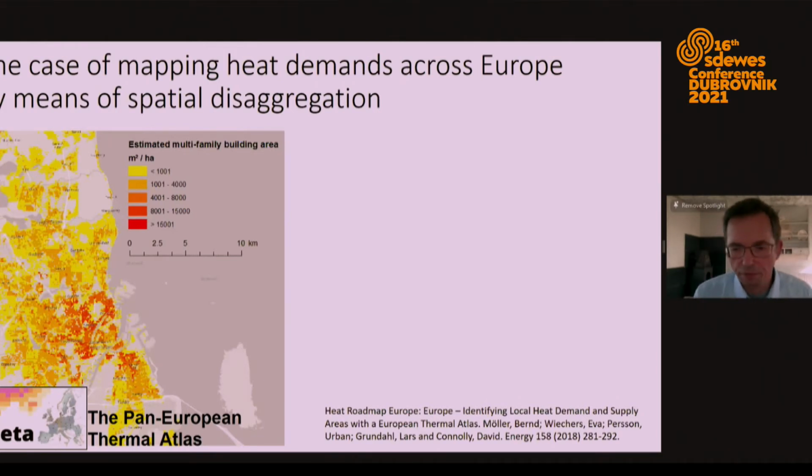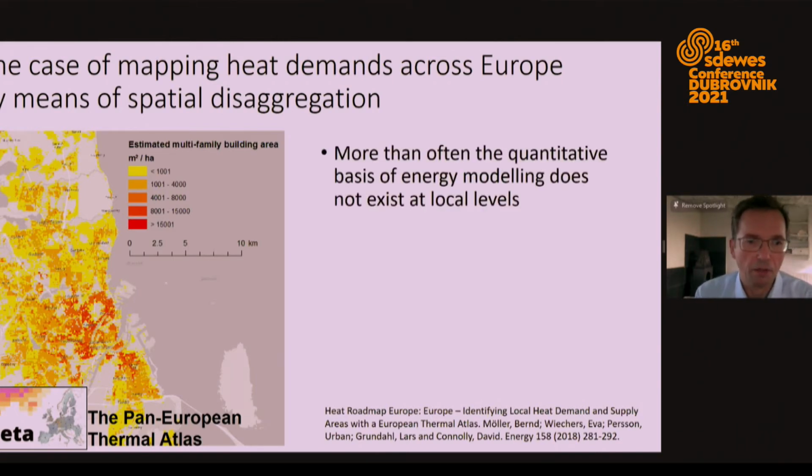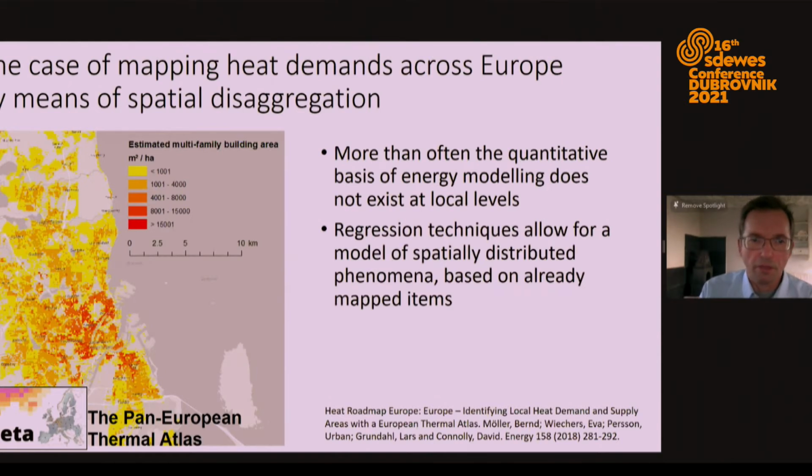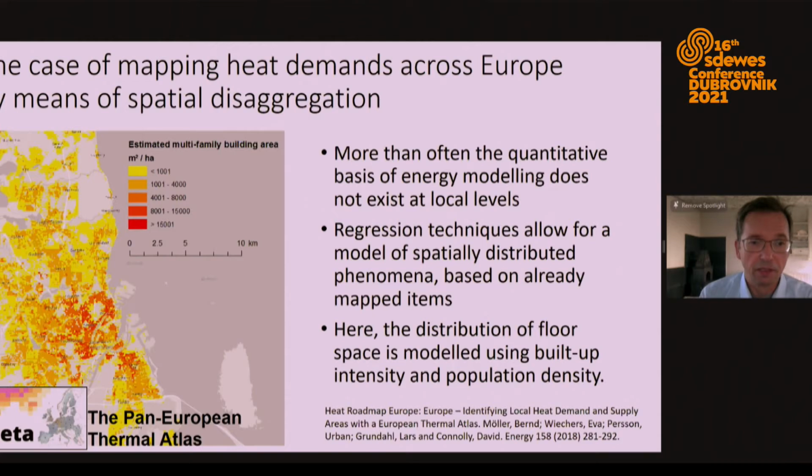I want to show you a few cases in the following where we have applied this for different fields of energy science. So first, I want to illustrate an example from our Pan-European Thermal Atlas, PETA, where we have used spatial disaggregation in order to understand how heat demand is composed. The problem is that we do not have a European map of how buildings are distributed. So we made one. This map shows the intensity of multi-story building activities, for example, across Europe on a 1 hectare level in square meters per hectare. This has been done by using regression analysis techniques where we have used already mapped phenomena, for example, population and built-up intensity, in order to derive statistically the likelihood of a certain building density.